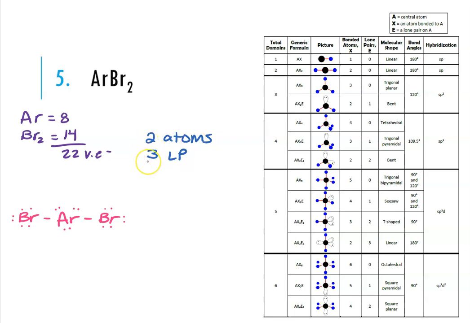All right, so 2 atoms, 3 lone pairs. That combination is linear and 180 again, but this time my hybridization is sp3d.